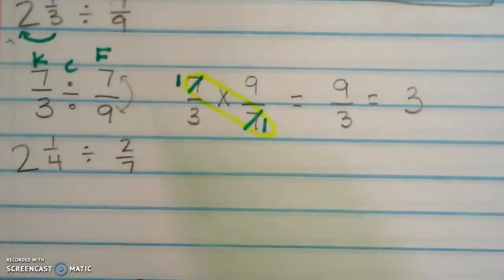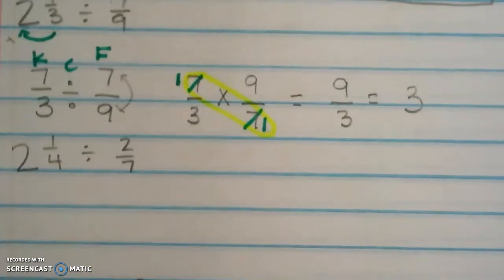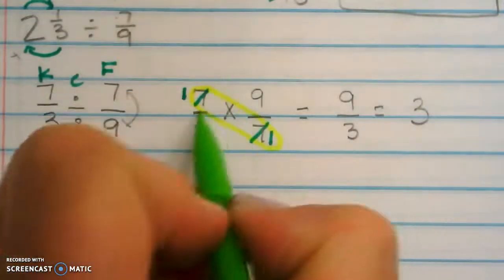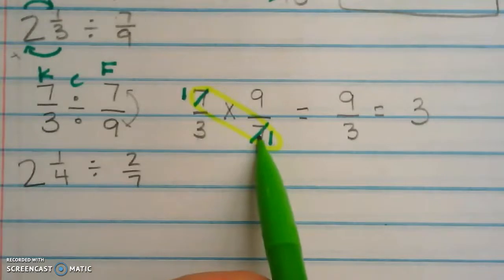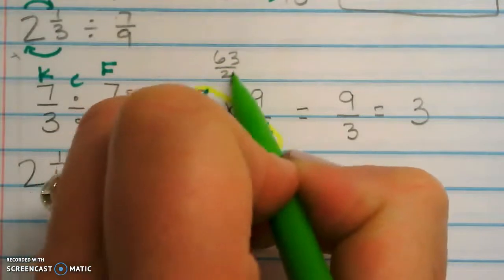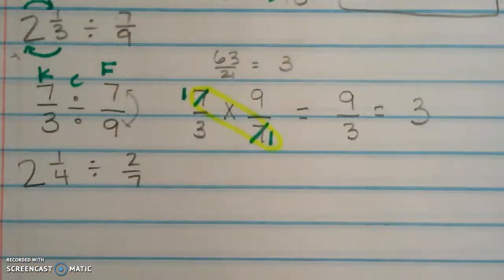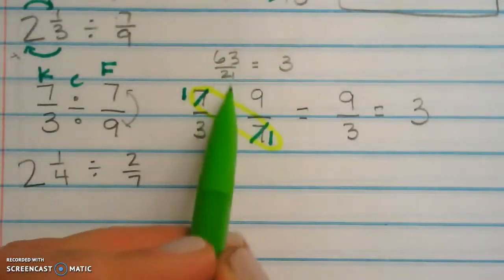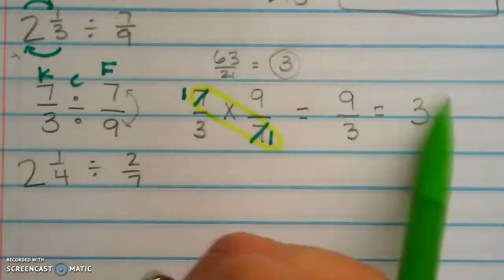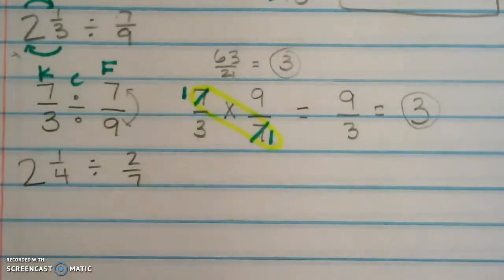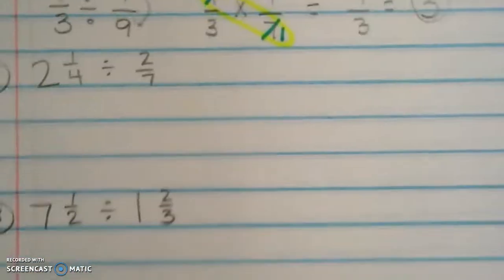Now, if cross-simplifying is not something that you like, or it's not something that makes sense, you could still work with 7 times 9, which would give you 63, and 3 times 7, which would give you 21. And let me just write that fraction. If you had 63 divided by 21, you're going to get the same answer of 3. So no matter what, if you simplify in the middle or if you simplify at the end, we get the same answer of 3. Just if you simplify in the middle, you get to work with smaller numbers, and sometimes that helps make fewer mistakes. Let's take a look at number 6.